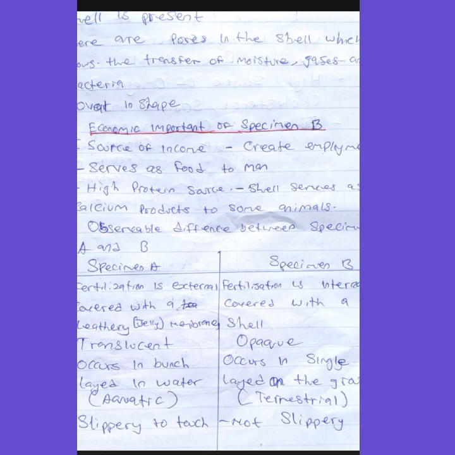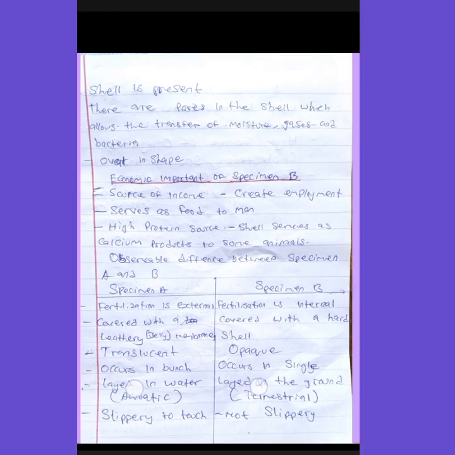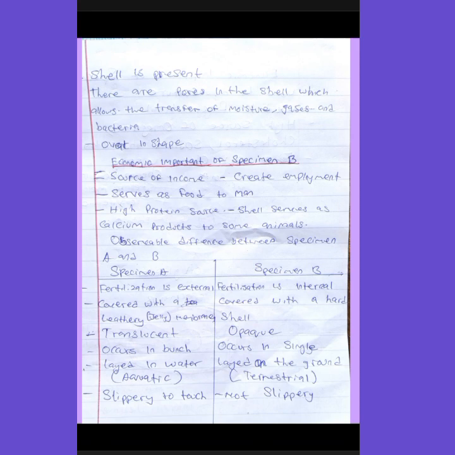We have the observable differences between specimen A and B. They just want us to compare specimen A and B. Take note of that. In specimen A, the fertilization is external, while in specimen B, the fertilization is internal. The egg of specimen A is covered with a leathery or jelly membrane, while specimen B is covered with a shell. Specimen A is translucent, that is, light can pass through it, though we can't see through it, while specimen B is opaque, that is, light cannot pass through it.